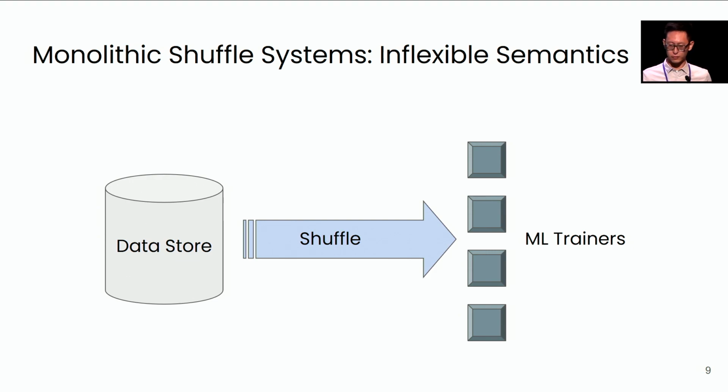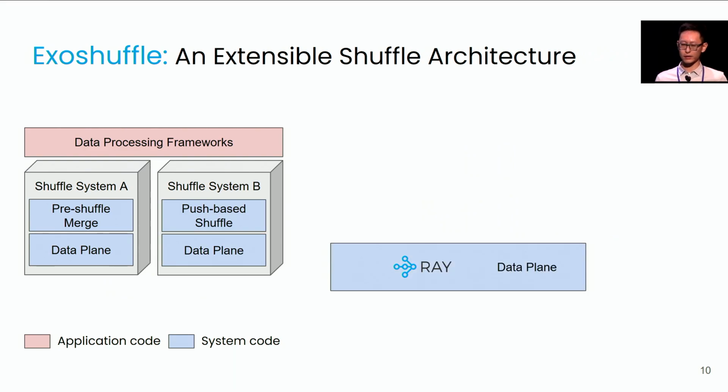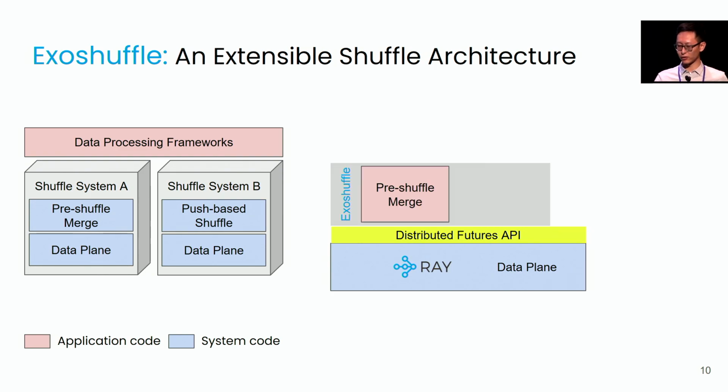So in this paper, we present Exoshuffle, an extensible shuffle architecture. How this works is that we build shuffle on top of a common general purpose data plane. Here we use Ray, a distributed execution framework for general Python applications. And with a programming abstraction we call distributed futures, we can decouple the control and the data plane of shuffle and express these different shuffle strategies as application-level libraries.